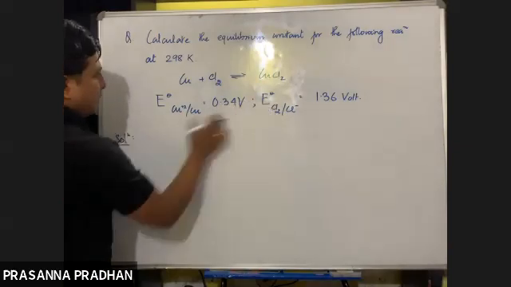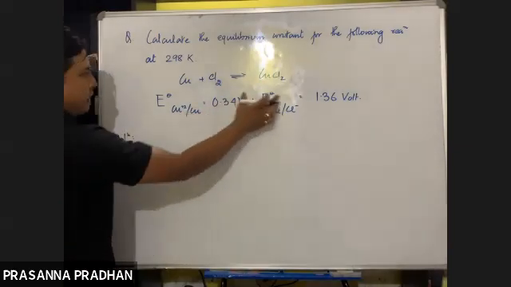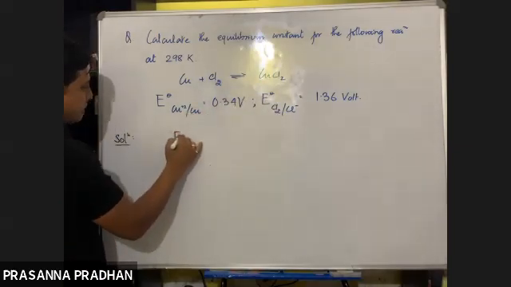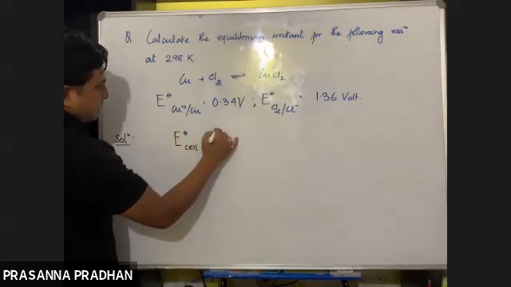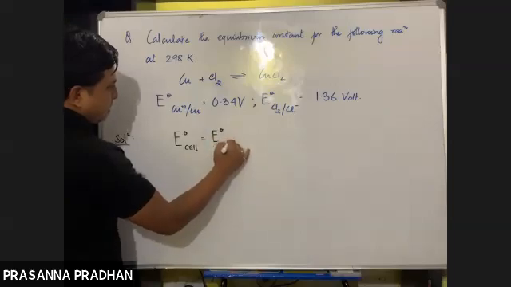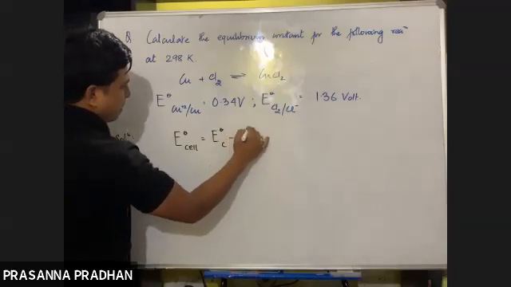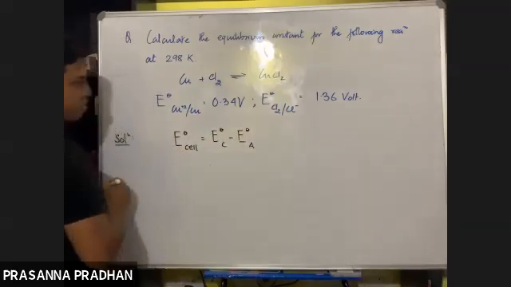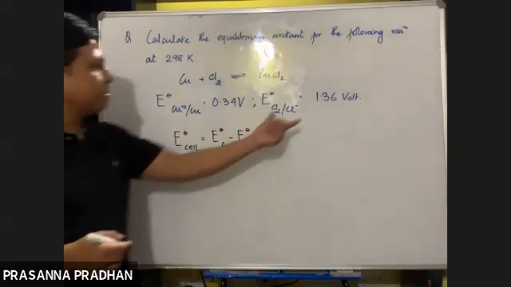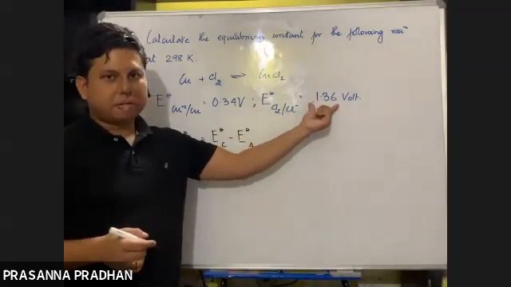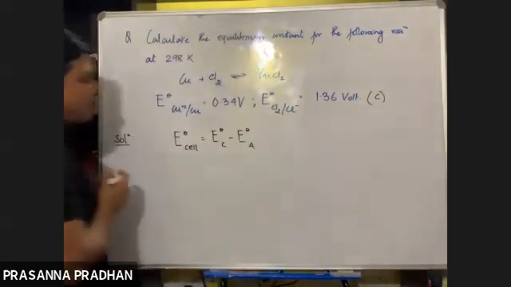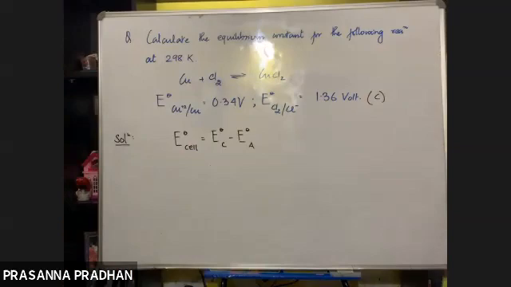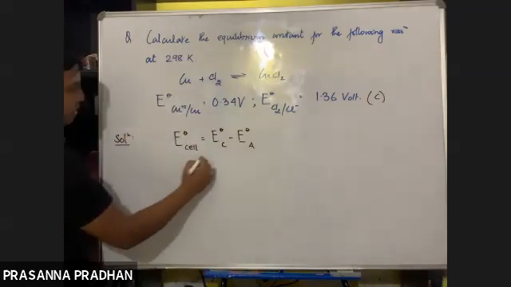So from here, we can easily calculate E naught cell. Again, same concept: E naught cathode minus E naught anode. So which one has a high reduction potential value? Chlorine. Okay, that means reduction occurs out here and reduction occurs at the cathode. So chlorine will behave as a cathode and copper will behave as an anode.